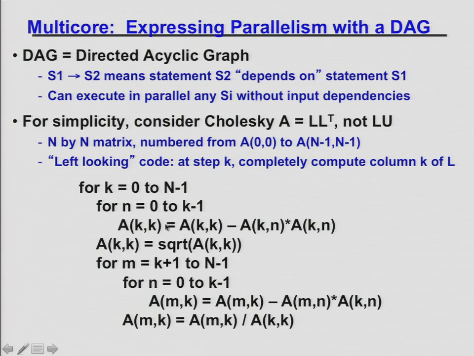This is called the left-looking algorithm. I start by updating the kth diagonal entry by taking the dot product, and I'll have a picture in the next slide. This is the dot product of the kth row with itself, and I subtract that from the kth entry. I take its square root, and then I take the dot product of the mth and the kth column, subtract it from that entry, and then divide. So that's the code. It's just a different way of organizing the usual loops.